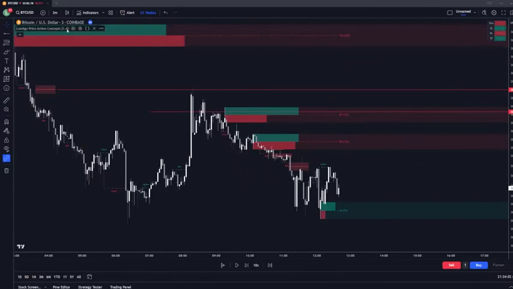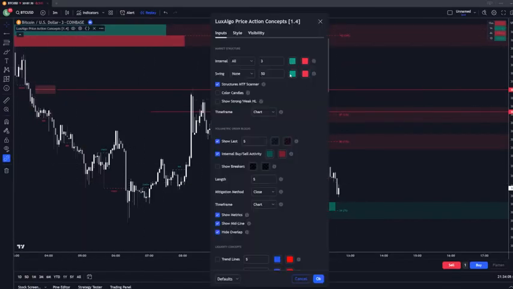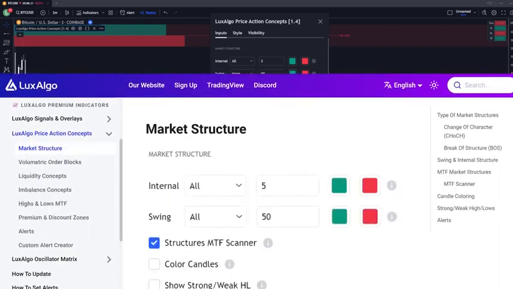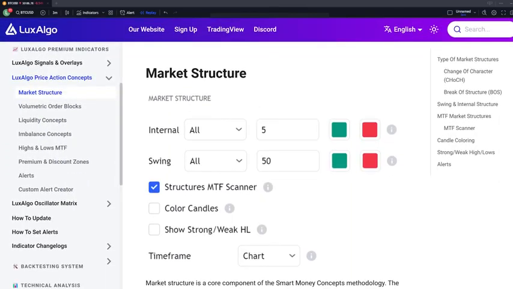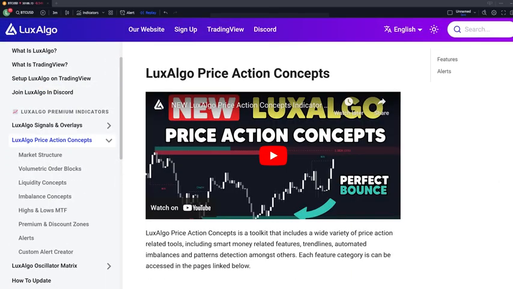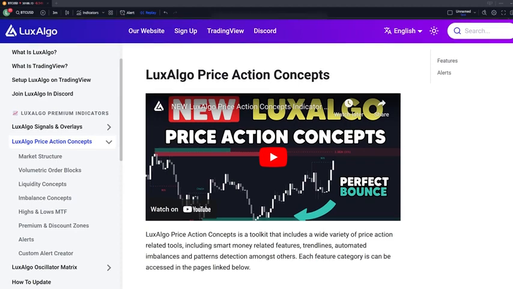Okay, so this was all generated solely based on the LuxAlgo price action concepts indicator, which is an entire toolkit for trading price action that we cover way more in depth in our documentation, as well as the full overview video that we're going to link down below in the description.